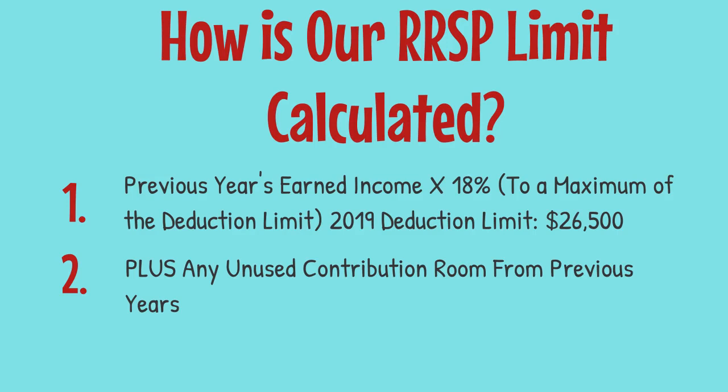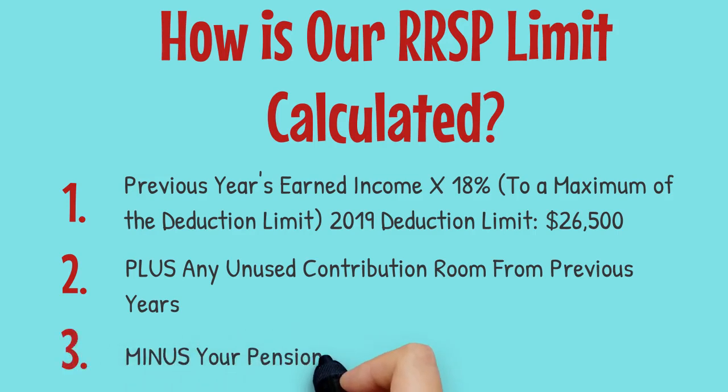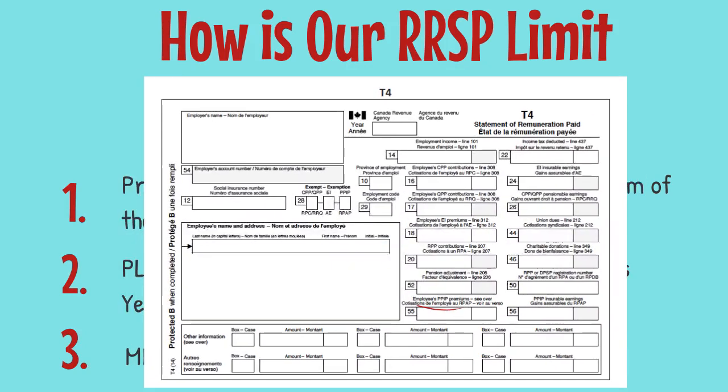And if you work for a company that offers a pension, you need to be aware that that will impact your RRSP contribution room. That's what we refer to as a pension adjustment. If you're not sure if you have one or what the dollar amount is, take a look at your T4. If you see a number in box 52, that's your pension adjustment. Whatever dollar amount you see there is the amount that your RRSP limit is going to be reduced by.